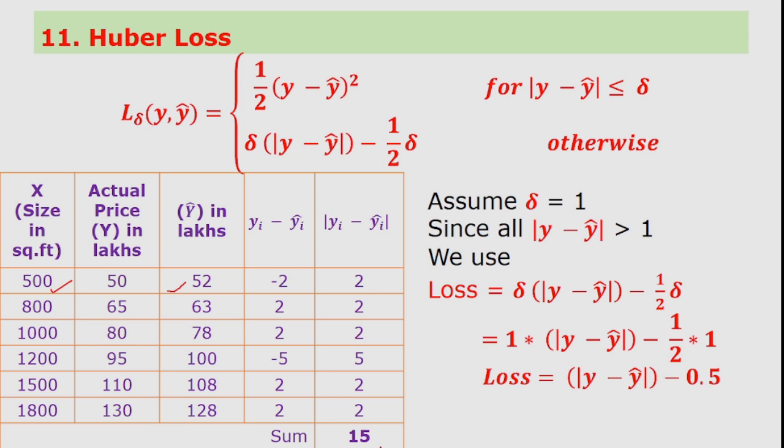Fine. Now we need to check y minus y hat. In this case we are going to assume the hyperparameter tuning threshold value as 1 for our understanding purpose. Now, considering delta as 1, we need to rearrange this formula. If you substitute delta equal to 1, you will get absolute error of y minus y hat minus 0.5 times 1, which is 0.5. That's what I have written here. Loss equals absolute error of y minus y hat minus 0.5.